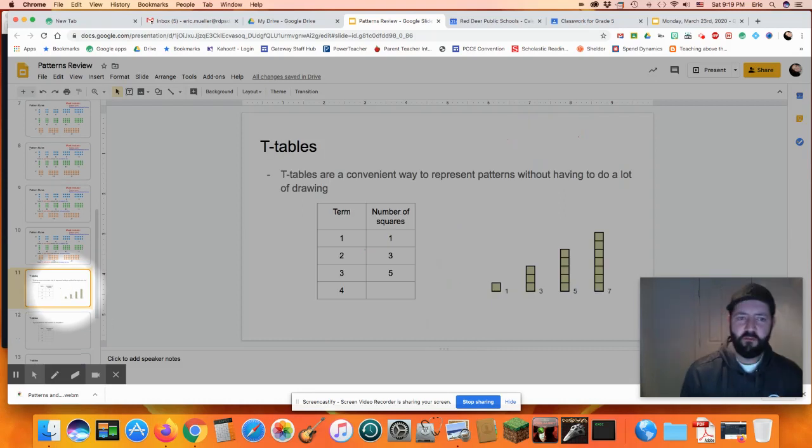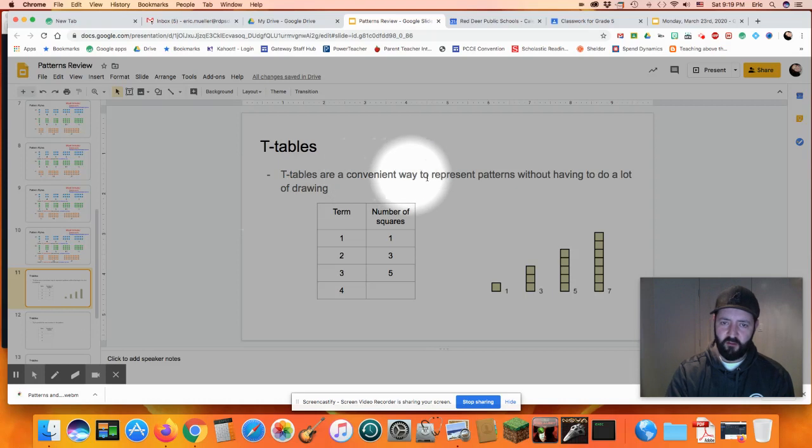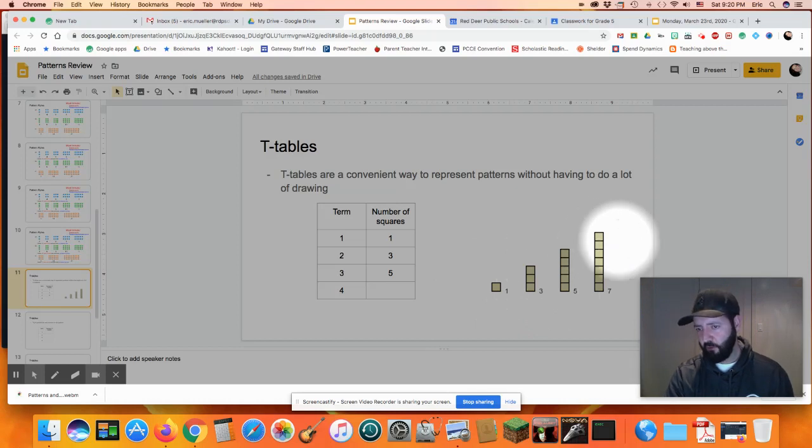Let's quickly review t-tables as well. Now, t-tables are a convenient way to represent patterns without having to do a lot of drawing. So on the right-hand side here, we've got our pattern. Again, it's repeatable and predictable, so each term just increases by 2. And because of that, we would be able to predict the 5th term over here, which would be 9.